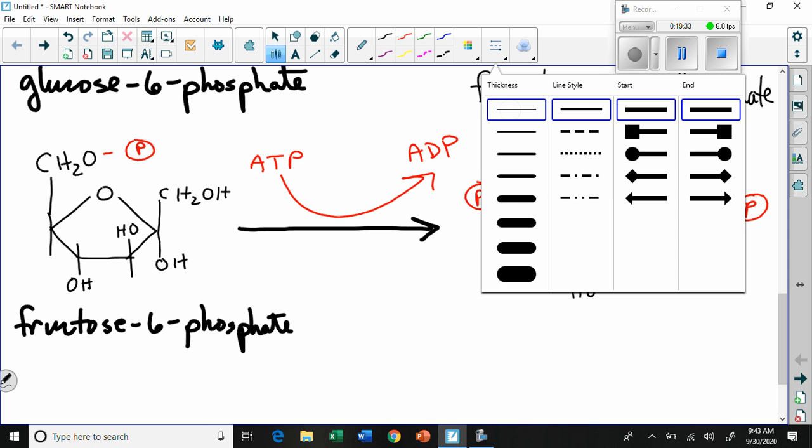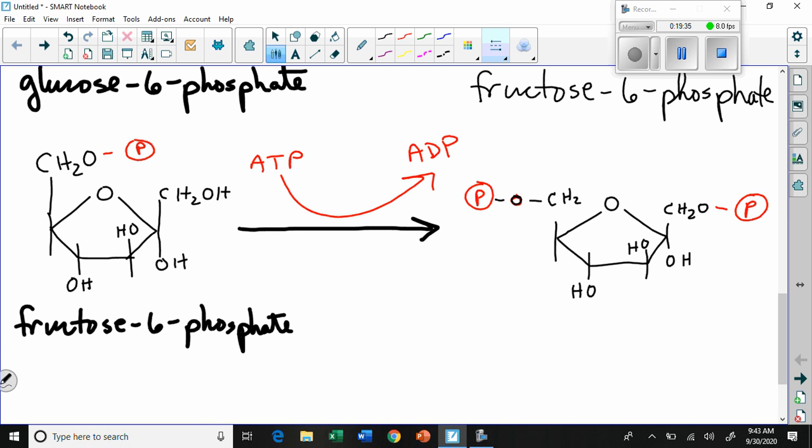I'm going to get a thinner marker. And this one is fructose 1,6-bisphosphate. Fructose 1,6, because the other phosphate has been attached to carbon 1, right? That's carbon 1 on the right side and carbon 6 on the left side. So this is how we write it. We write 1,6. Fructose 1,6 with dashes on either side.